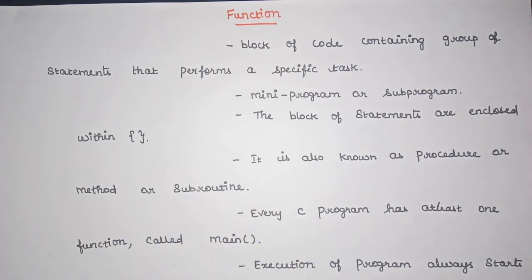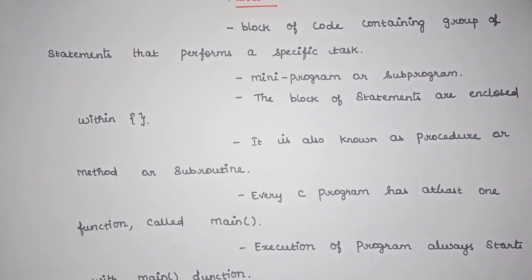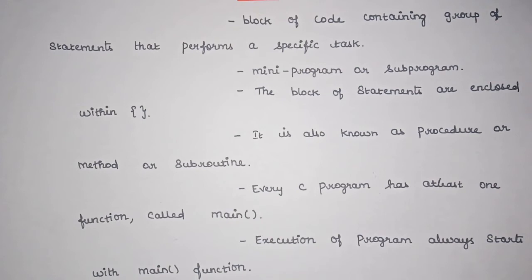Coming to C programs, every C program contains at least one function, that is our main function. In all the C programs we have written the main function, right? When you execute a program, the execution always starts with the main function only. If a program has no main function, it cannot be executed, because execution always starts from the main function.